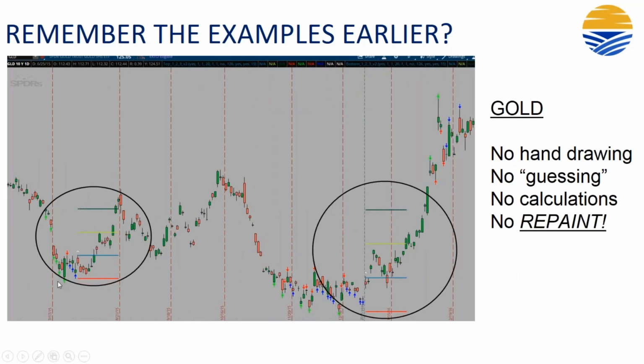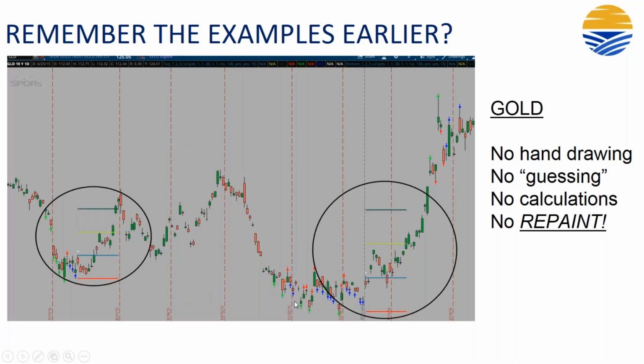Here's that gold example. 1, 2, 3. Market just takes out the number 2 high. So if it does, we get our print. We get our print. TP1, TP2. Remember, we're not getting any signals here because our settings are looking for new highs or new lows.